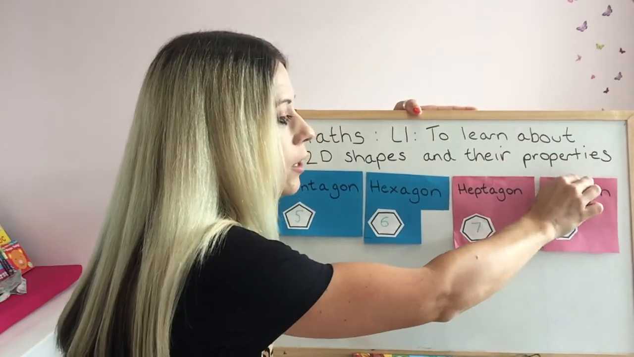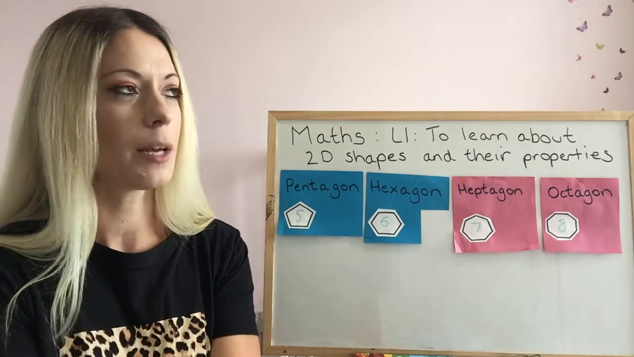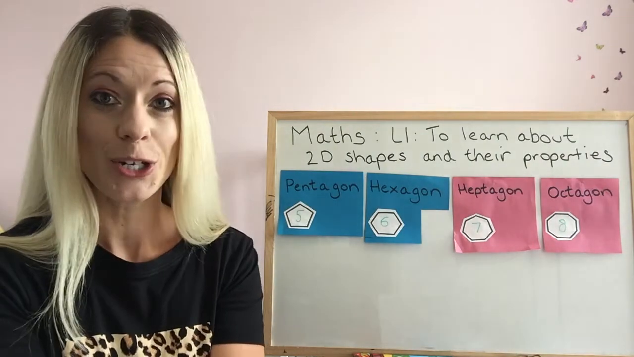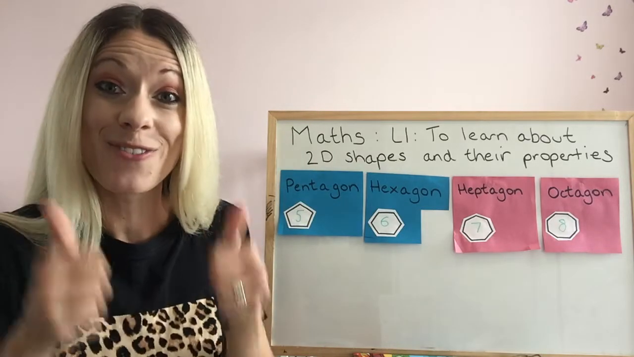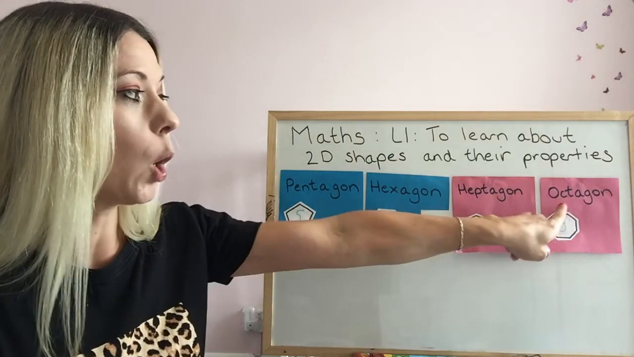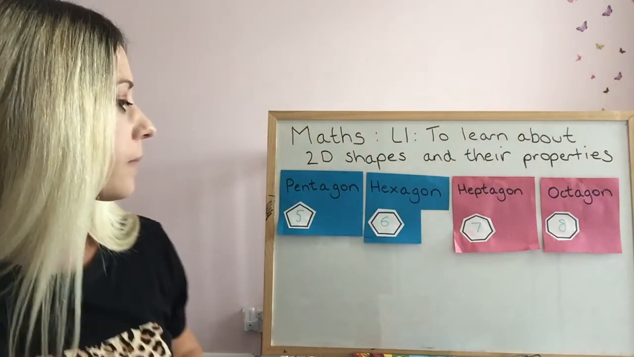Next we have an octagon with 8 sides. Can you think of something that wibbles and wobbles in the ocean that has 8 legs? That's right, an octopus. Octagon, octopus, so it has 8 sides.